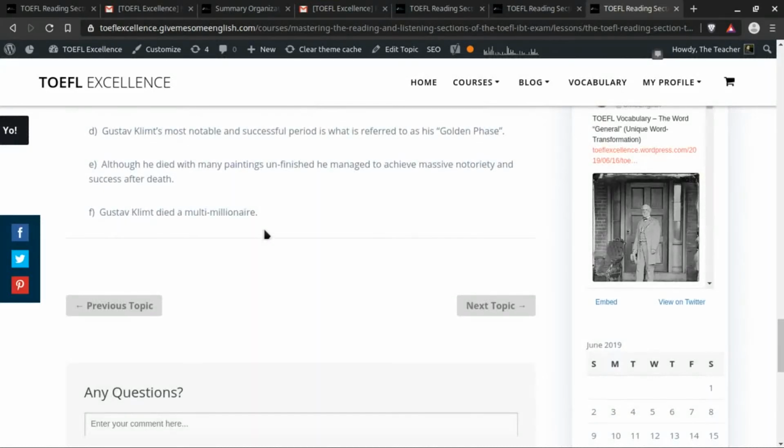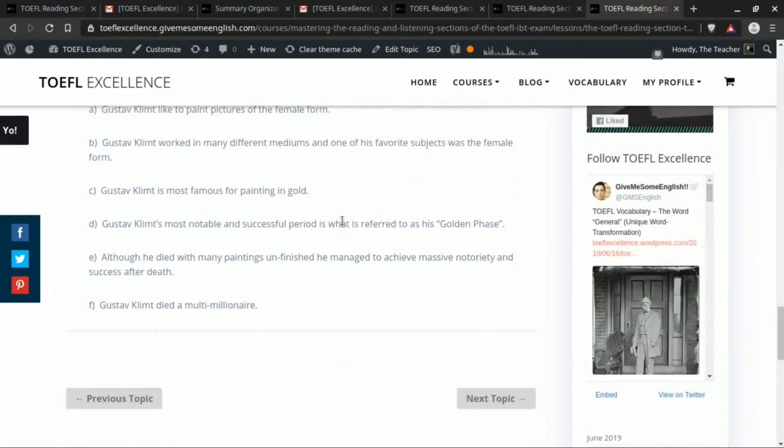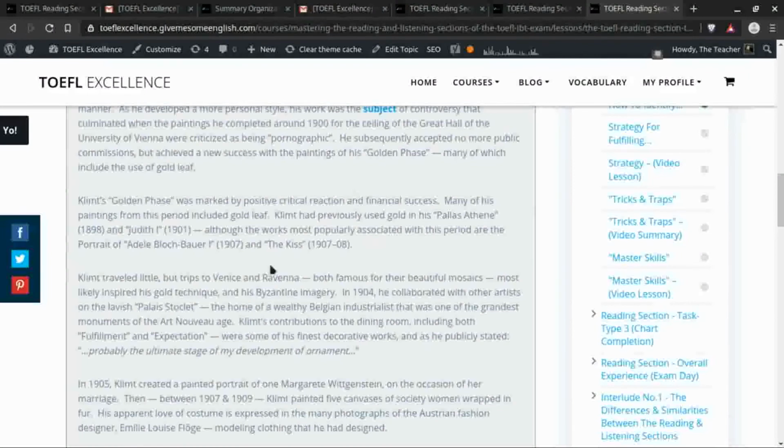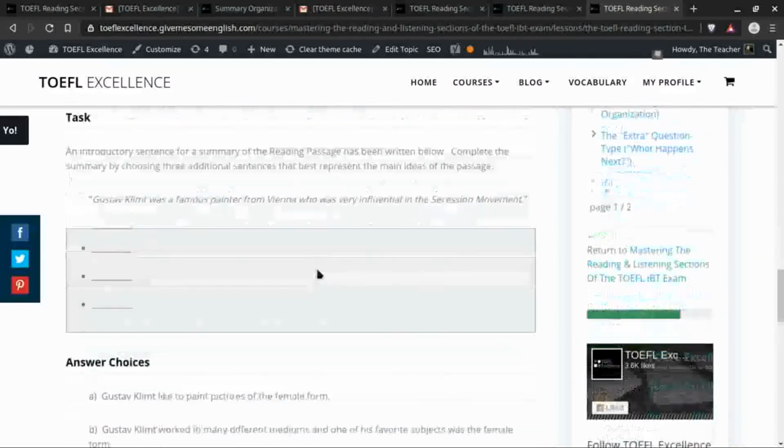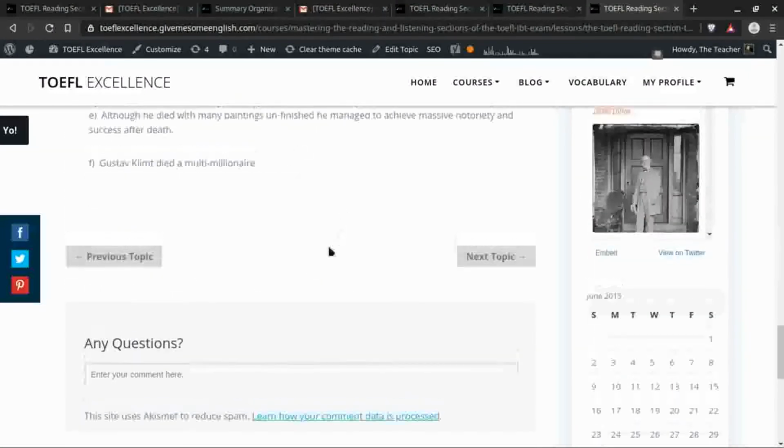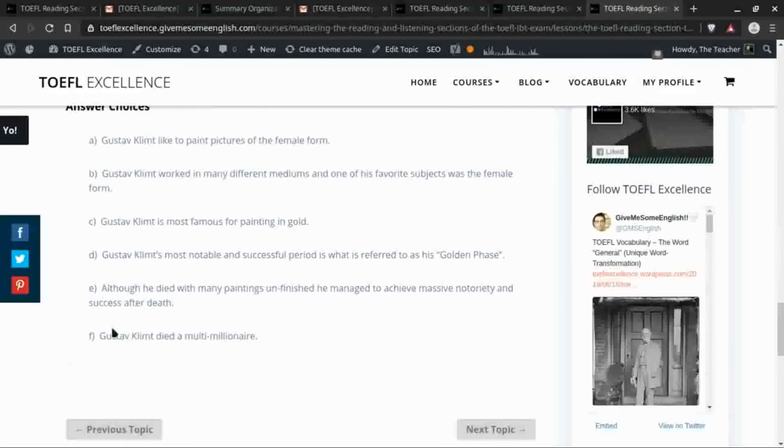Gustav Klimt died a multimillionaire. Well, you could probably eliminate that one. I don't know exactly how much money he had, but it never said anything like that in the reading passage. Of course, you might have to scan to find that, but it's really not a summary statement. So we have a couple that we could eliminate right away, and then the other two, you just have to decide which of these sentences are better versions of the summary statement.